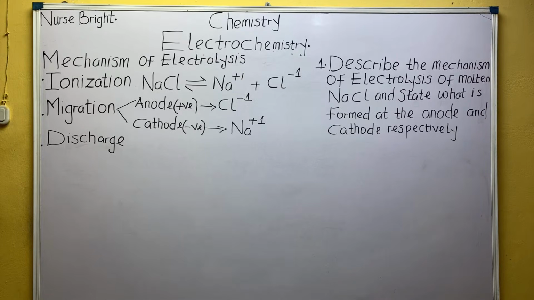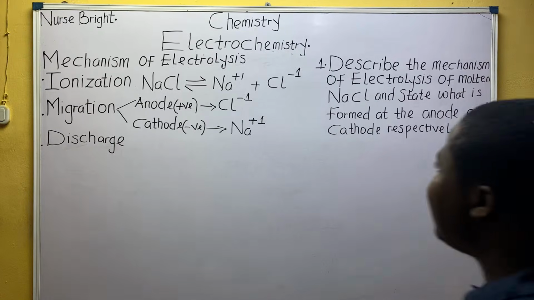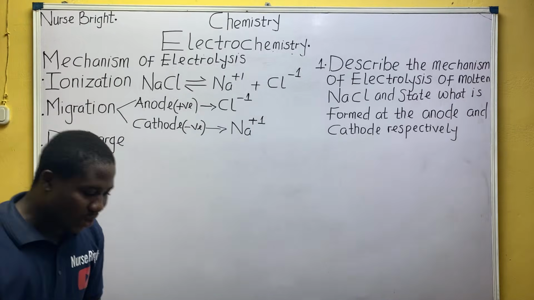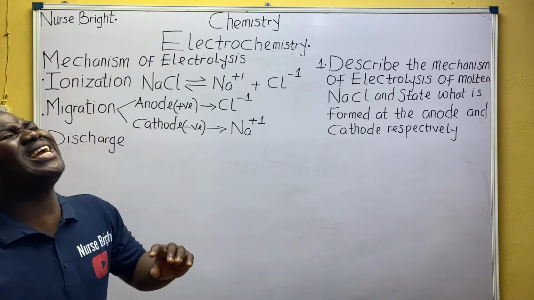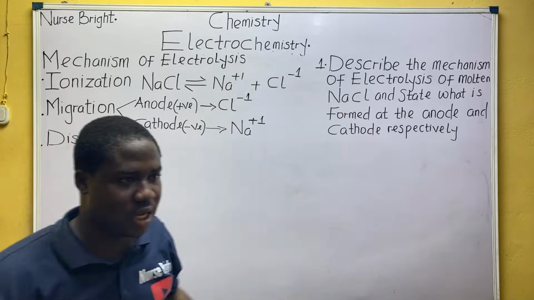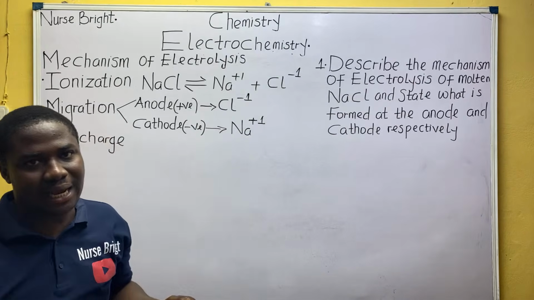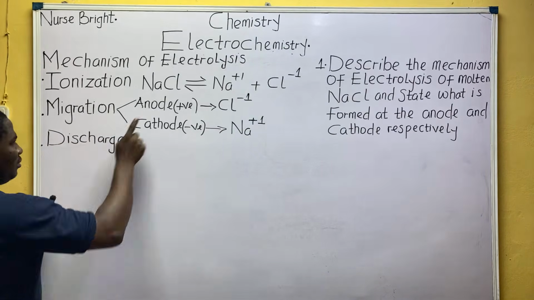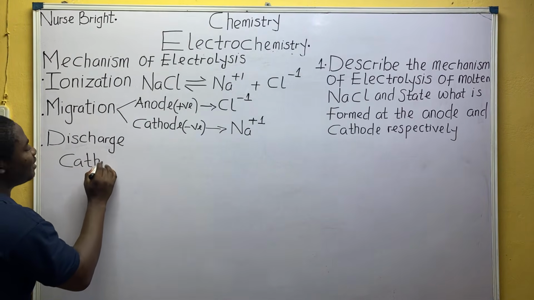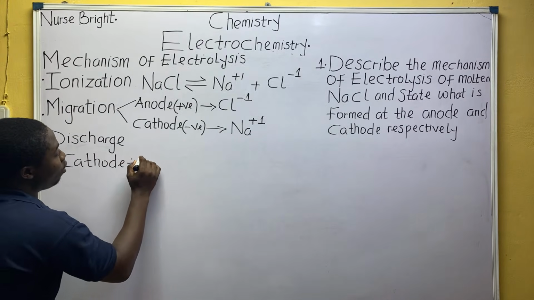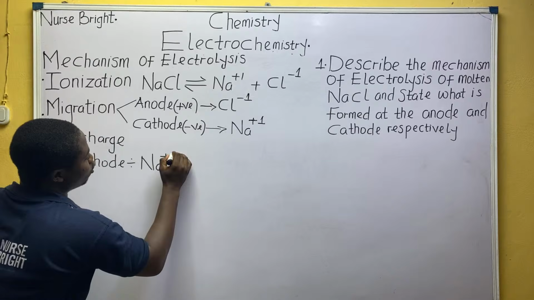So let us work on discharge. They are all easy. In discharge, class, listen. The ions that migrated to each terminal will now be discharged at that terminal. Let's start with the cathode. The ion that migrated to the cathode, what's the name of the ion? It is sodium ion, Na+.